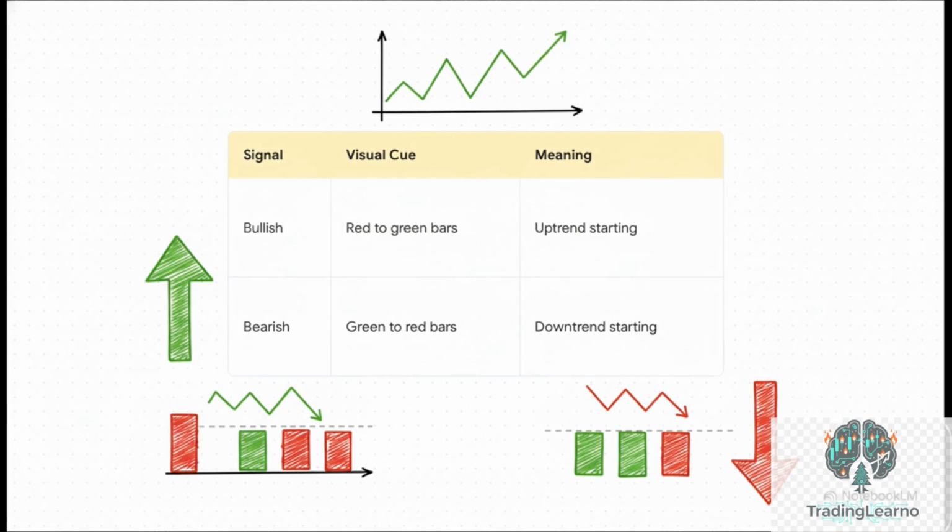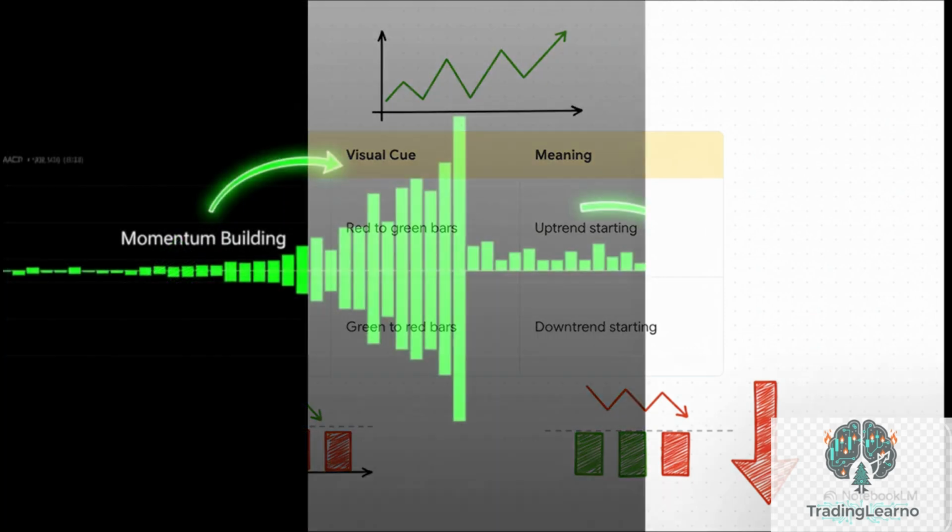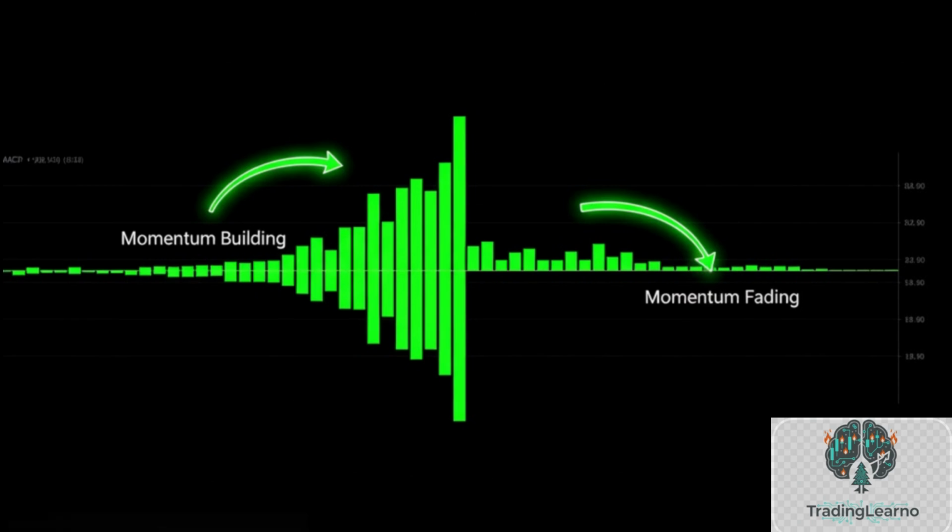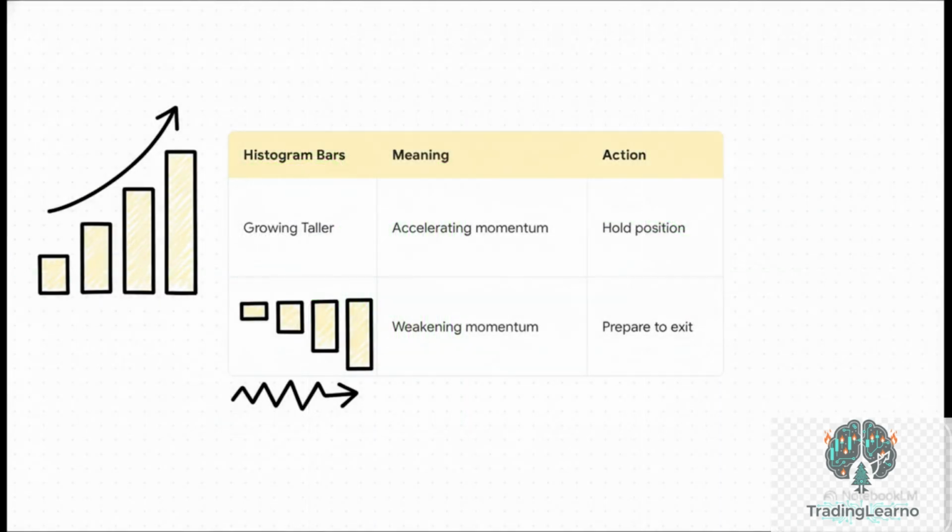And of course, when it crosses from green down to red, that's a pretty clear sign the bears are waking up. But it's not just about the color. The size of the bars tells a huge part of the story. When the bars are getting taller, that means momentum is picking up speed. But here's the key. When those bars start getting shorter, that's your warning sign. That means the trend is running out of gas, and you might want to start thinking about an exit.